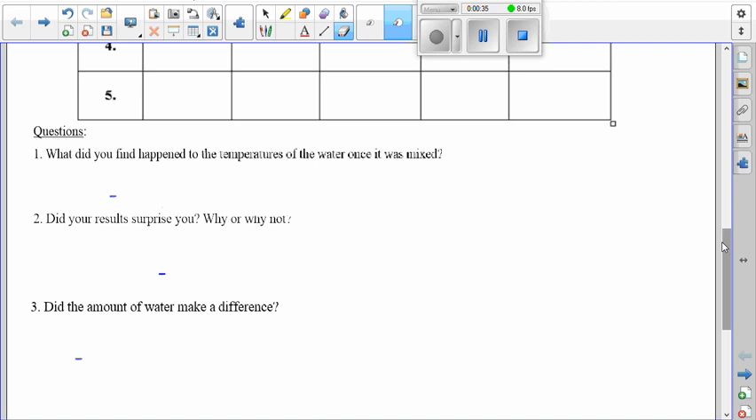Sure. Would you answer? They kind of mixed, like averaged in the middle. Yeah, they averaged in the middle, or they met in the middle. I think that's what most of you guys saw, is that they kind of averaged out. Okay, they sort of met in the middle. So if you had 20 degrees and 40 degrees, they would usually hover around 30 degrees once you got them all mixed, something like that.